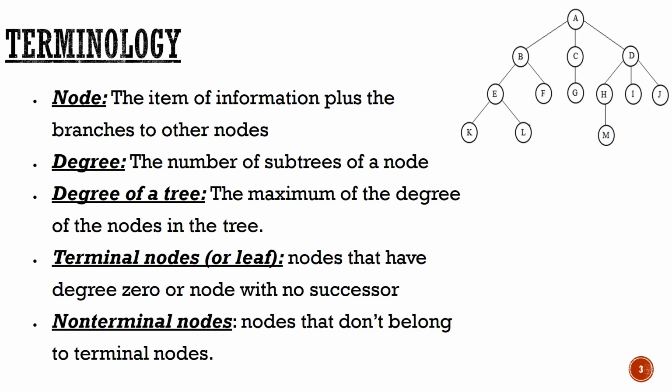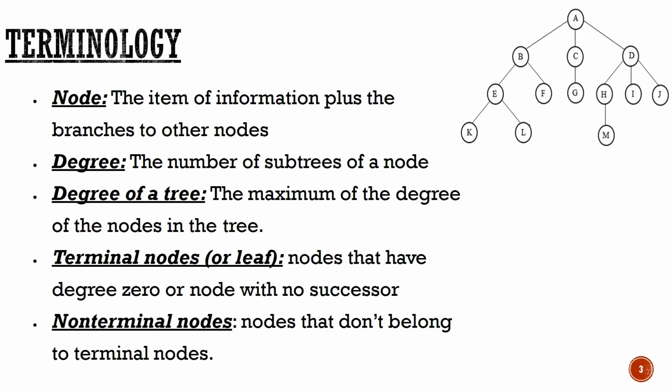Fine. They flow from top to bottom, even though there is no direction. That is from A to B, A to C, A to D, then B to E, B to F, then E to K, E to L, then C to G, then D to H, D to I, D to J, and H to M. These are the branches.